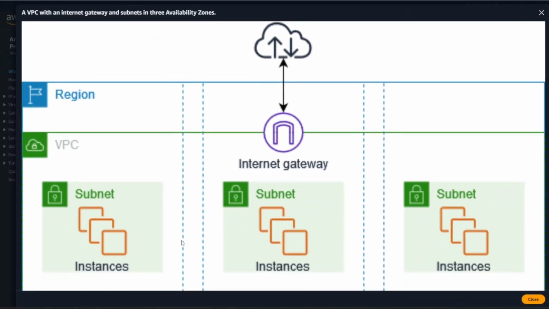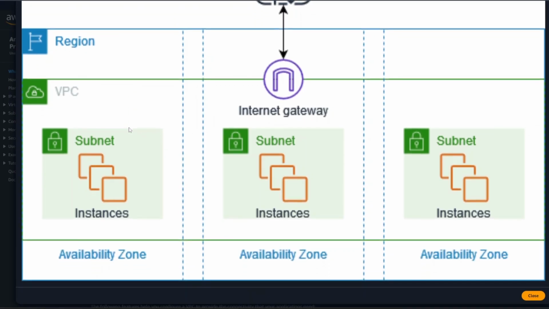So here's the basic diagram. As you can see, we have a region. In the region, we have three availability zones. The region can be US East 1, and the availability zones can be US East 1A, US East 1B, US East 1C.